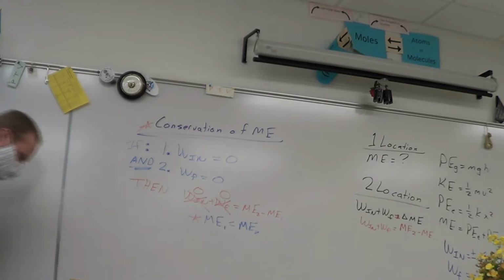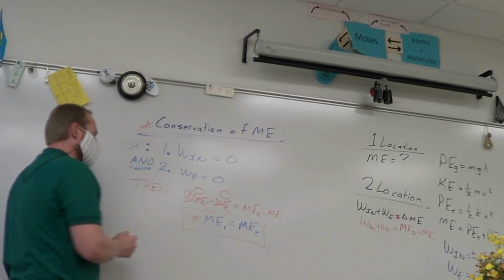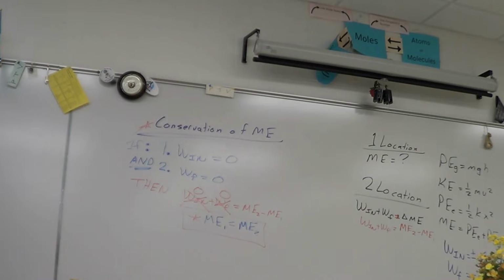Then ME1 equals ME2. We have to meet those parameters. If we don't, then it's not a conservation of mechanical energy, and we have to put in the work done by friction. We have to put in the work done by an object. Well, we're going to start with these special types.